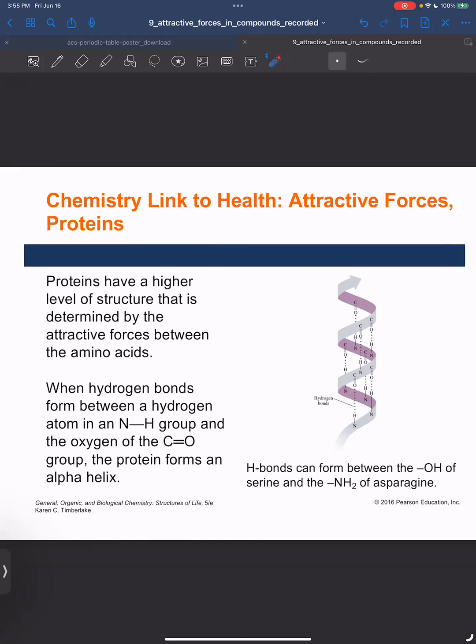Proteins then have a higher level of structure that's determined by the attractive forces that we just talked about between the amino acids. So when hydrogen bonds form between a hydrogen atom on a nitrogen, an NH group, and the oxygen of the C double bond O group, the protein forms an alpha helix. So we can see here hydrogen from an NH group hydrogen bonding to an oxygen of a C double bond O group all throughout. And it's these interactions that cause the alpha helical structure of this protein here.